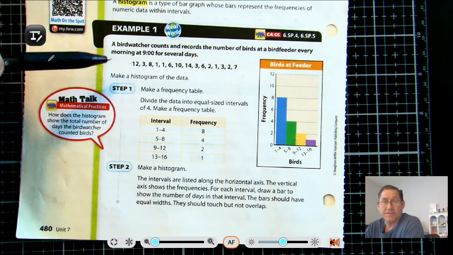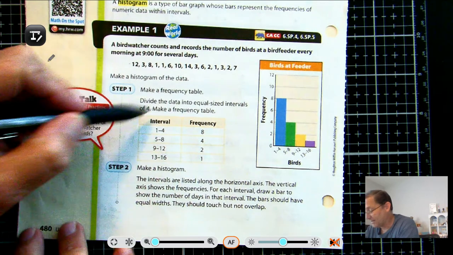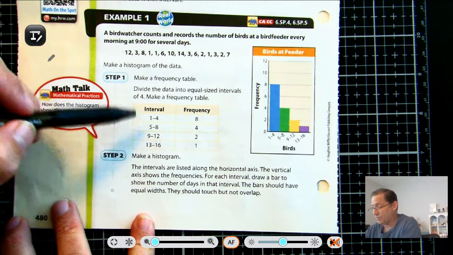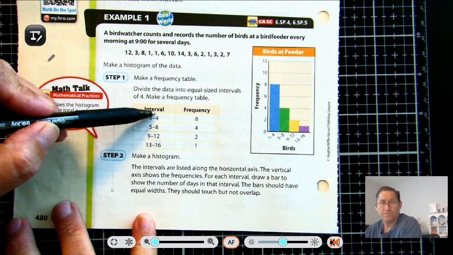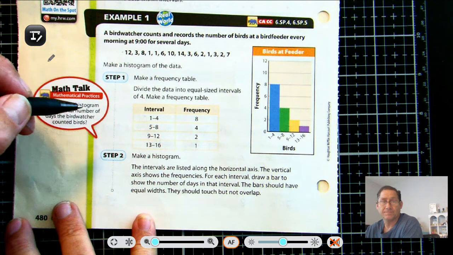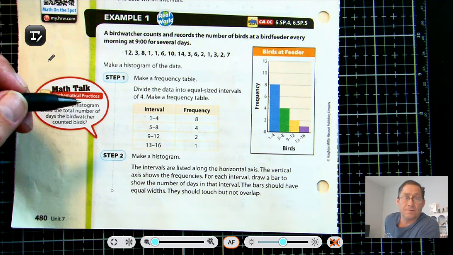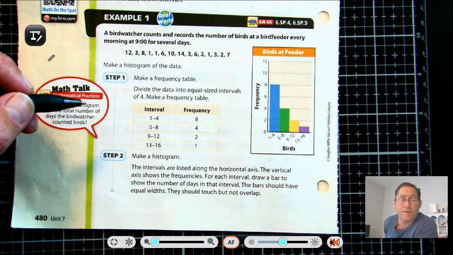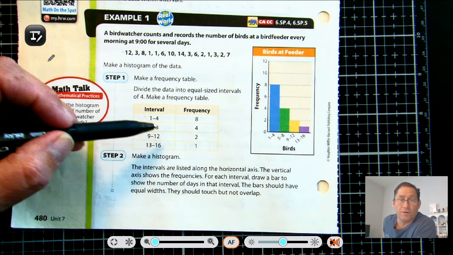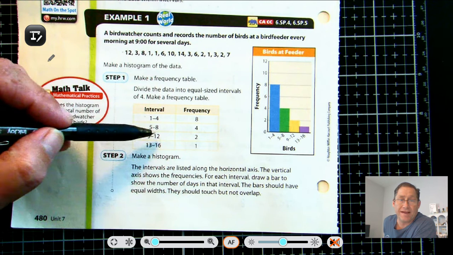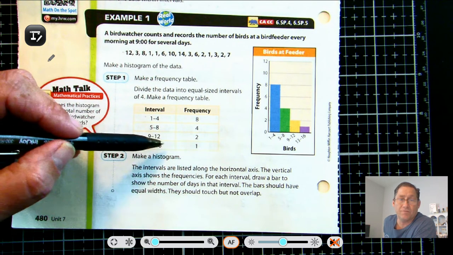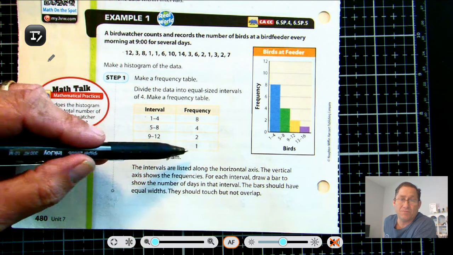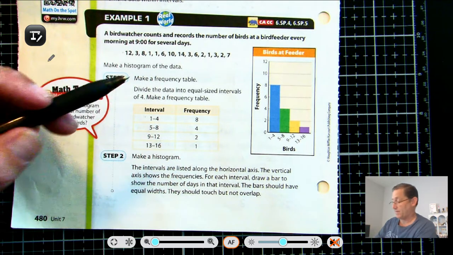Okay, so we need to make a frequency table based on that. They filled out the frequency table for us, and they broke the intervals into 1 to 4, 5 to 8, and so on. I'm sorry, 1 to 4 birds 8 times, 5 to 8 birds 4 times, 9 to 12 birds twice, and 13 to 16 birds once. And so we see that here.